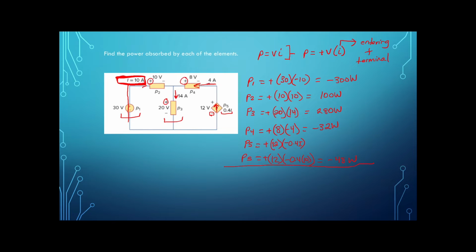So how can we double check our answer to make sure what we got seems like a valid answer? Again, we know the sum of the powers must equal 0 in a circuit. So if you add all of these up, you get negative 300 plus 100 plus 280 minus 32 minus 48, and that gives you 0 watts.